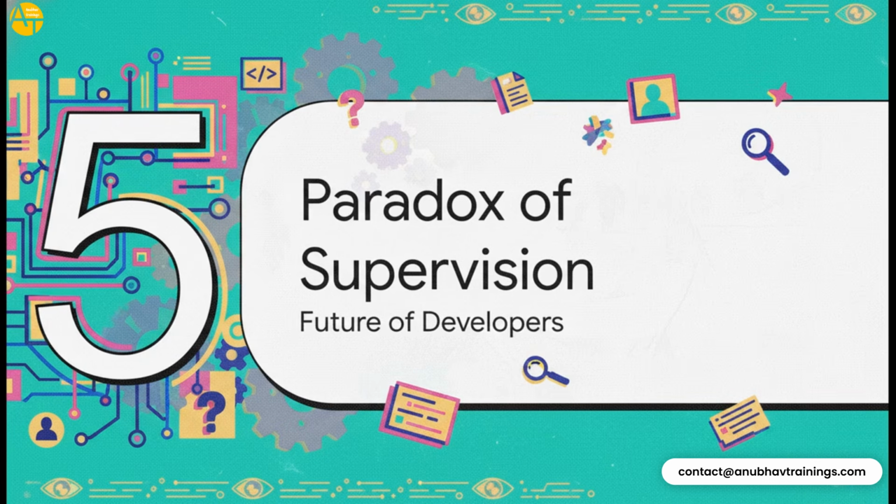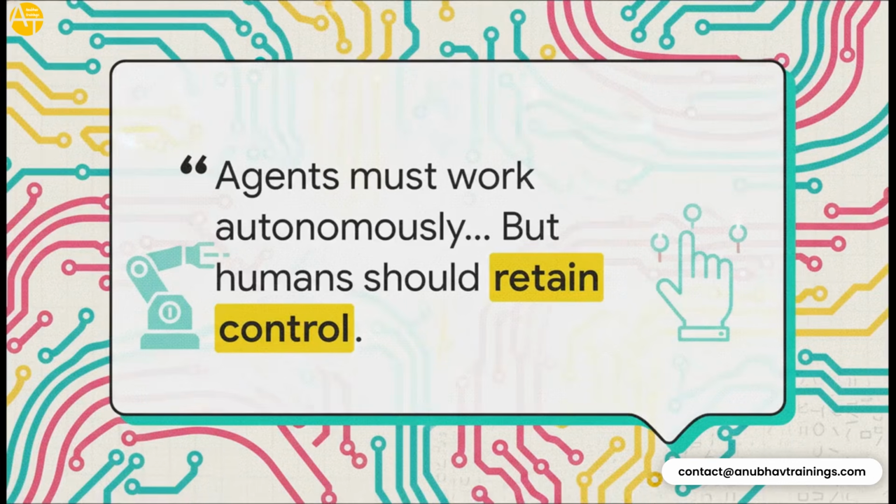Finally, Section 5, the paradox of supervision, future of developers. We've talked a lot about how powerful this is, but let's zoom out to the philosophical macro view. What does all this automation actually mean for us, for the future of developers? Consider this quote straight from Anthropic themselves. Agents must be able to work autonomously, but humans should retain control. While Claude Code is absolutely incredible at short-term capability amplification, letting you build faster than you ever thought possible, it raises a critical systemic issue that academic studies are just now bringing into the spotlight.